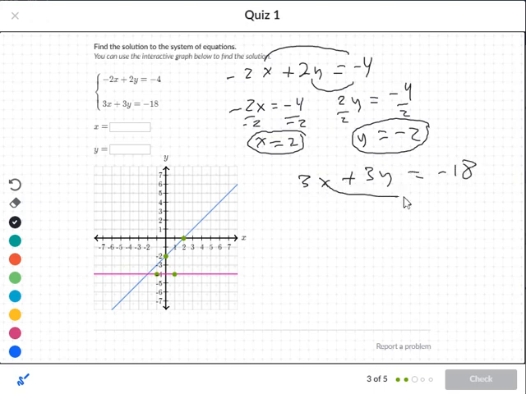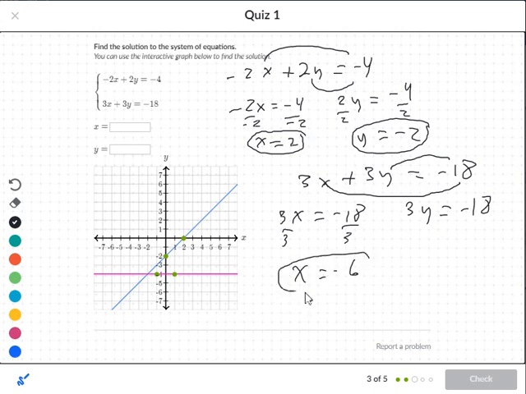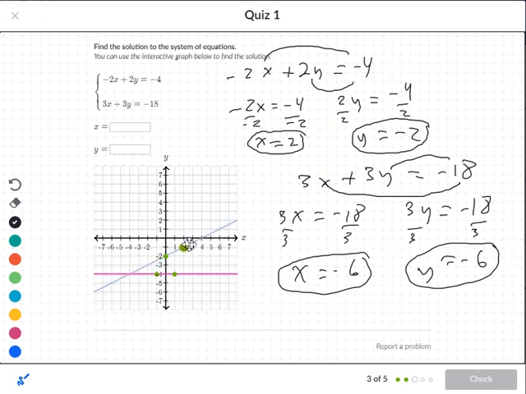So we're going to connect with the x, so 3x with the negative 18, and 3y with negative 18. So 3x equal to negative 18 and 3y equal to negative 18. Divide this by 3. So x is negative 6, that's 1. Divide this by 3. So y is negative 6. So we got x is negative 6.